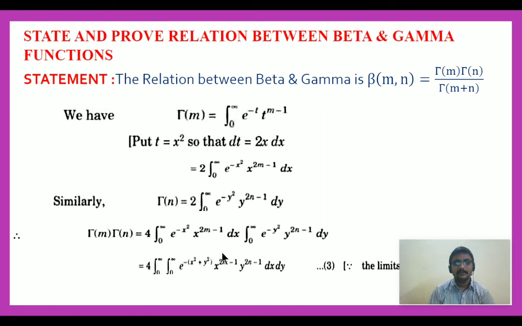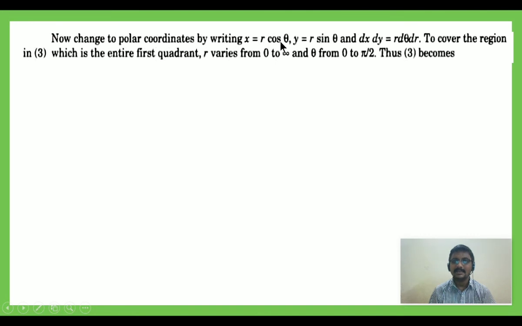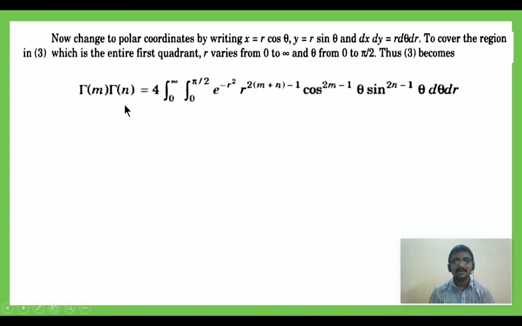Now we can use a change of variable concept in double integrals. Now changing into polar coordinates, we will have x is r cos theta, y is r sin theta, dx dy is r d theta dr. To cover the region in equation 3, which lies entirely in the first quadrant, here r varies from 0 to infinity and theta varies from 0 to pi by 2. Thus the above equation number 3 becomes gamma of m into gamma of n is 4 into integral with limits 0 to infinity and 0 to pi by 2. First one is r limits and second one is theta limits. The integrand function becomes like this.